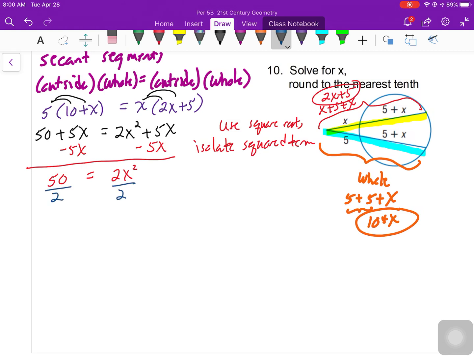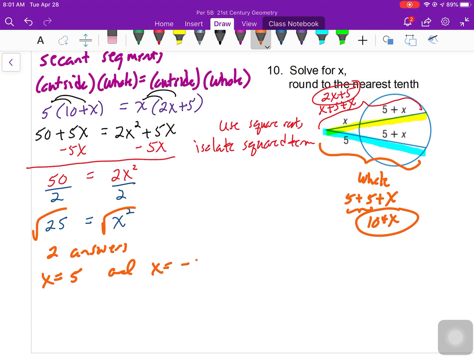And then we'll divide by 2. We end up with x squared equals 25. And now we take the square root of both sides. If you remember from when we reviewed this, this gives us two answers. It gives us x equals positive 5 and x equals negative 5.